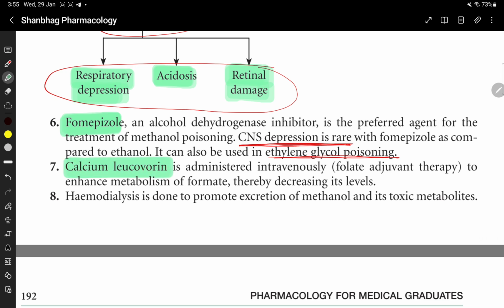Calcium leucovorin is administered intravenously. Folate adjuvant therapy to enhance metabolism of formate, thereby decreasing its level. फॉर्मेट के मेटाबॉलिज्म को इंक्रीज करने के लिए कैल्शियम ल्यूकोवोरिन इज एडमिनिस्टर्ड. हीमोडायलिसिस इज डन टू प्रमोट द एक्सक्रीशन ऑफ मिथेनॉल एंड टॉक्सिक मेटाबोलाइट्स.